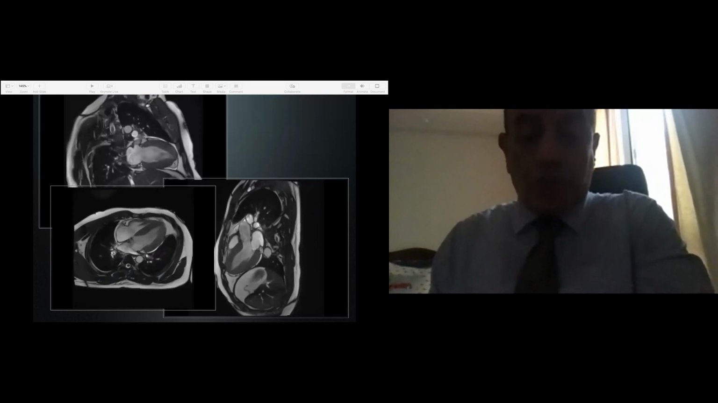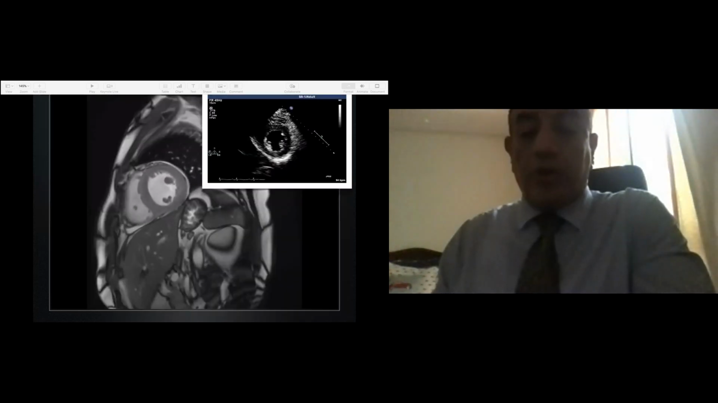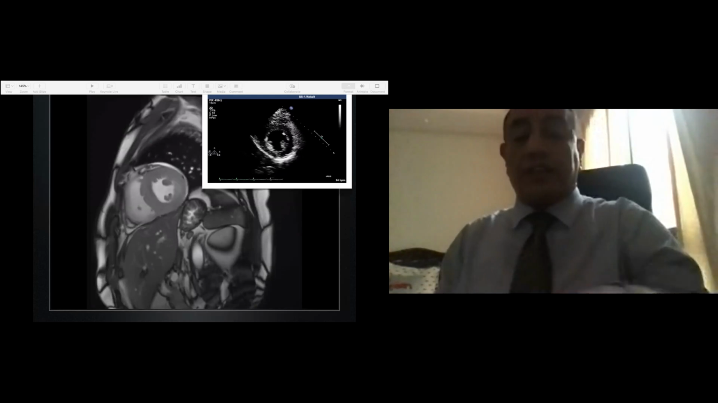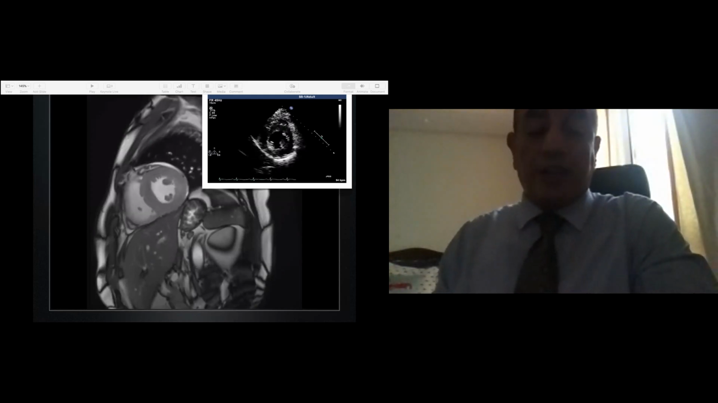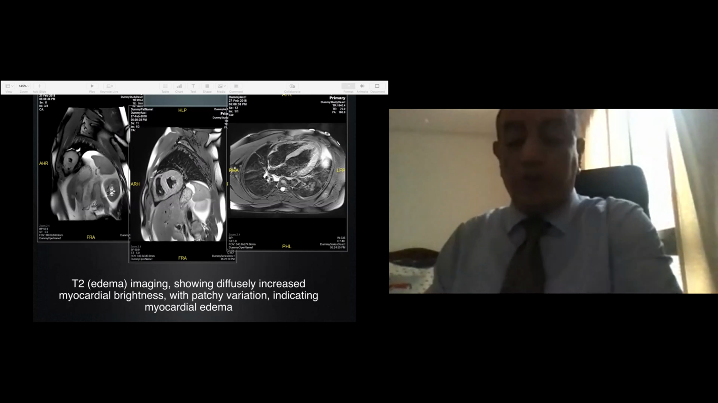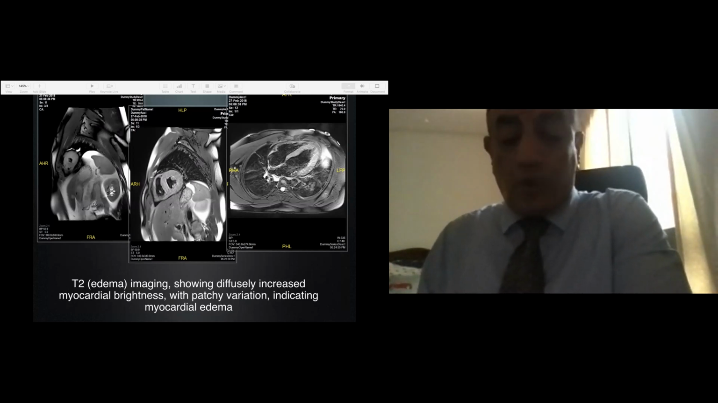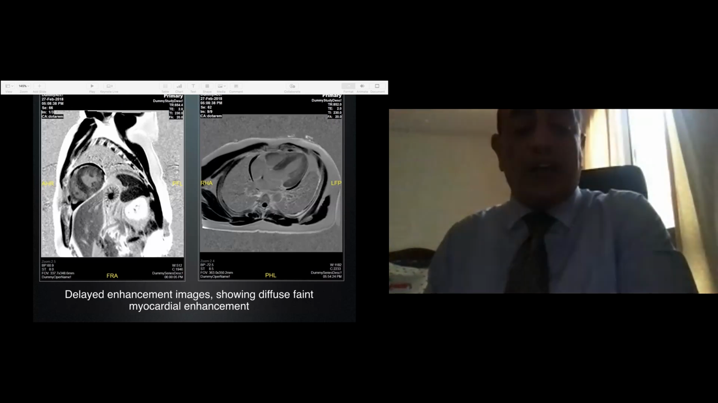Cardiac MRI showed the same finding, wall motion abnormality mainly at the posterolateral inferior wall with also thickened pericardium over these segments. So this is comparison between the echo in short axis and cardiac MRI, and you can appreciate the posterolateral segment hypokinetic in the echo and cardiac MRI. So this is T2 edema image showing diffusely increased myocardial brightness with patchy variation indicating myocardial edema, delayed enhancement image by cardiac MRI showing diffuse faint myocardial enhancements and the overlying pericardium.